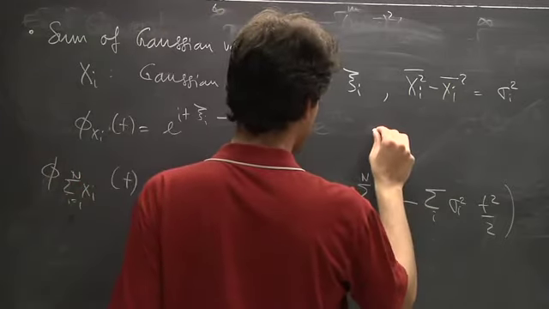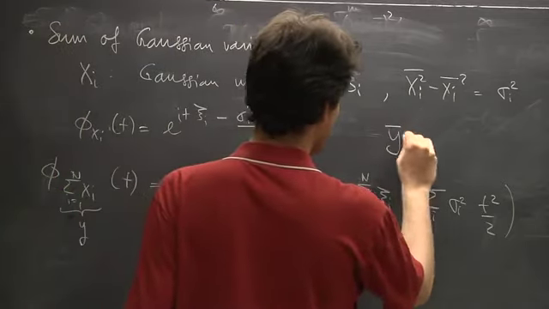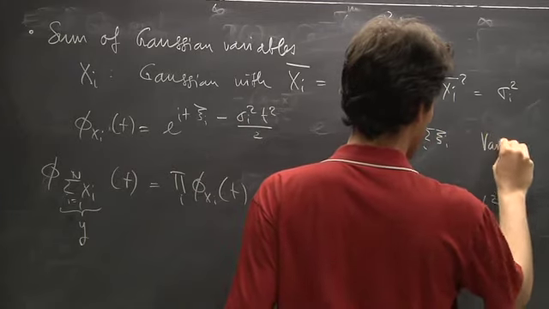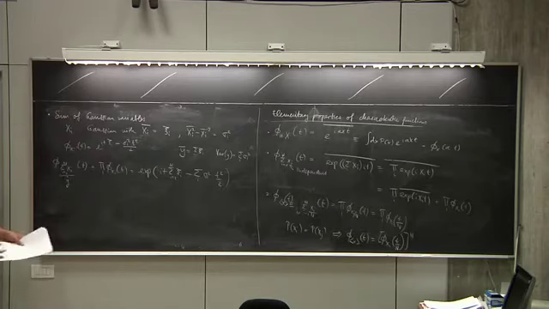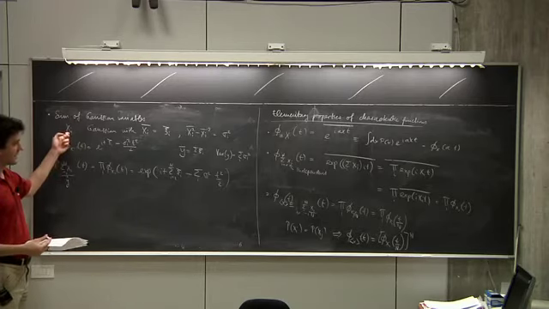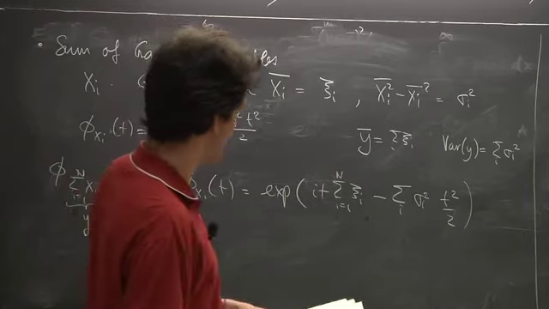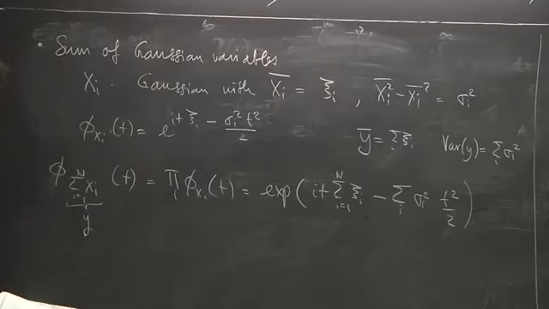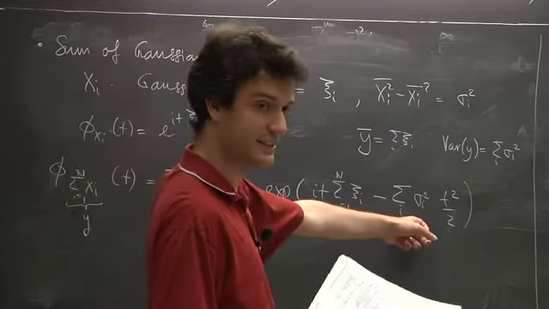So the mean of, let's call this variable something, y. So that y mean is the sum over x_i, and the variance of y is equal to the sum of the variances. That is always true, completely independent of whether x_i is Gaussian or not. That's just the independence of the variables, right? But what is more particular here? Yes, it's still a Gaussian, right? This is still a Gaussian.